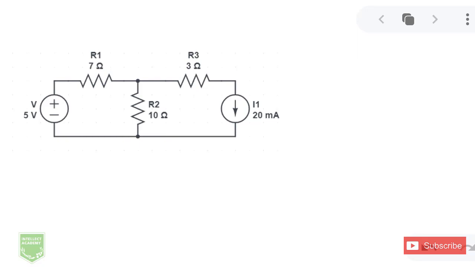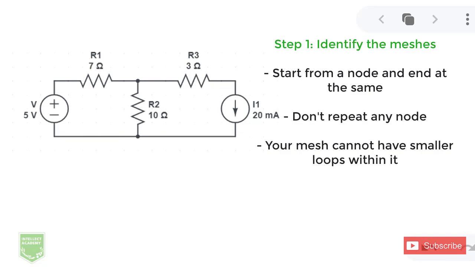Just keep in mind that mesh analysis is slightly different from loop analysis, and we will discuss that later in the video. First of all, you need to identify meshes. To identify a mesh, you need to start from a node and end at the same node. The rule here is that you cannot repeat a node while tracing a mesh, and your selected mesh should not have smaller loops in it. So keep those two rules in mind.